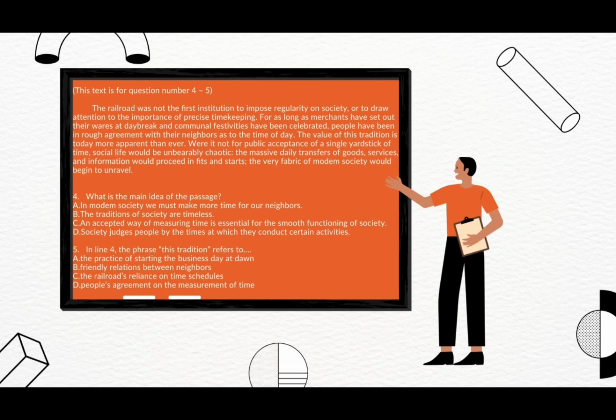5. In line 4, the phrase, "this tradition," refers to A. The practice of starting the business day at dawn. B. Friendly relations between neighbors. C. The railroad's reliance on time schedules. D. People's agreement on the measurement of time.